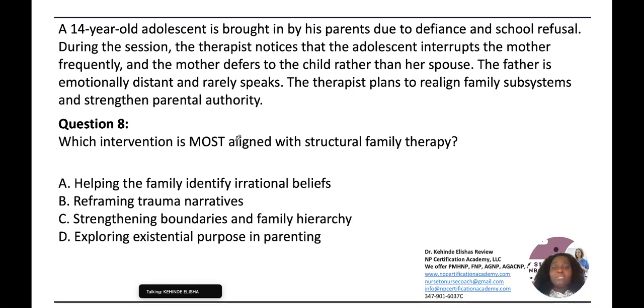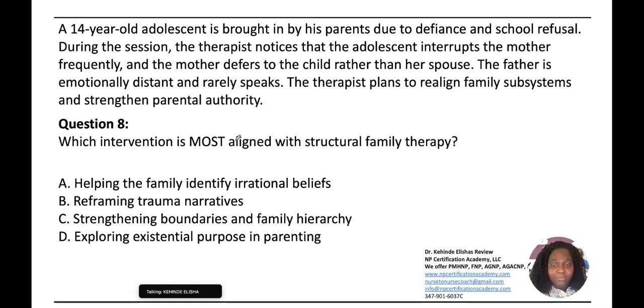A 14-year-old adolescent is brought in by his parents due to defiance and school refusal. During the session, the therapist, or the PMHNP, we are also the therapist, notices that the adolescent interrupts the mother frequently, and the mother defers to the child rather than the spouse. The father is emotionally distant and rarely speaks. The therapist plans to realign the family subsystems and strengthen parental authority.